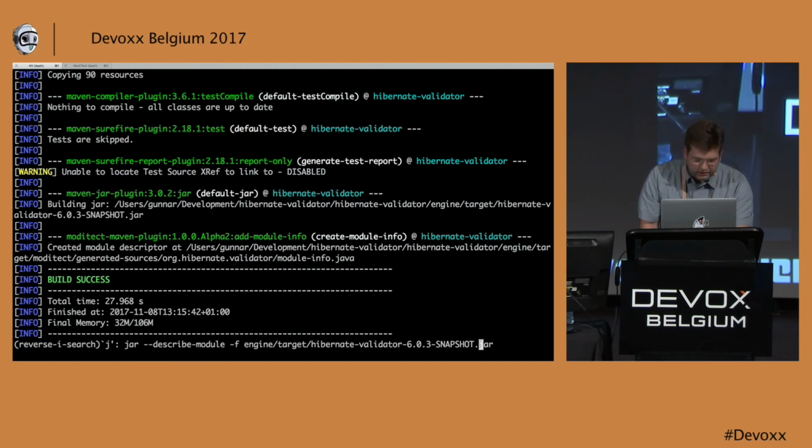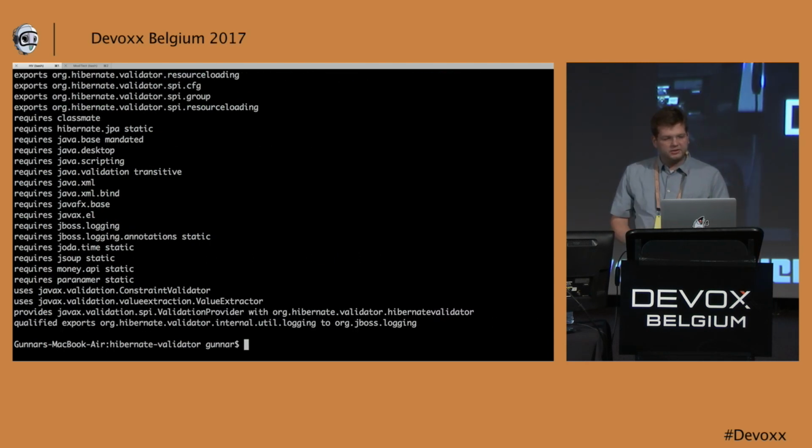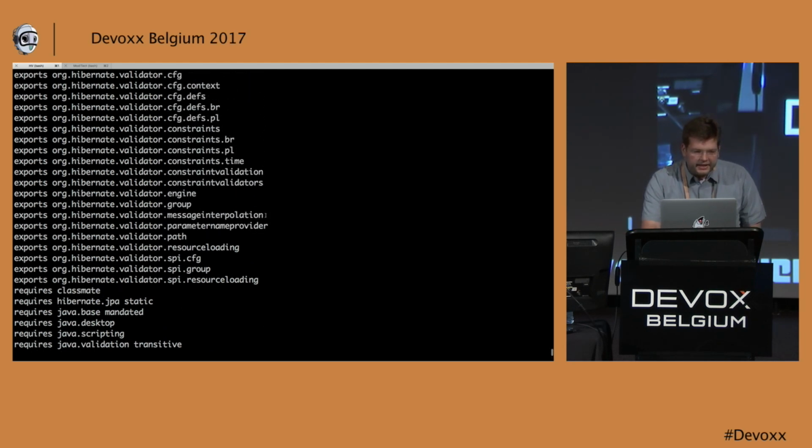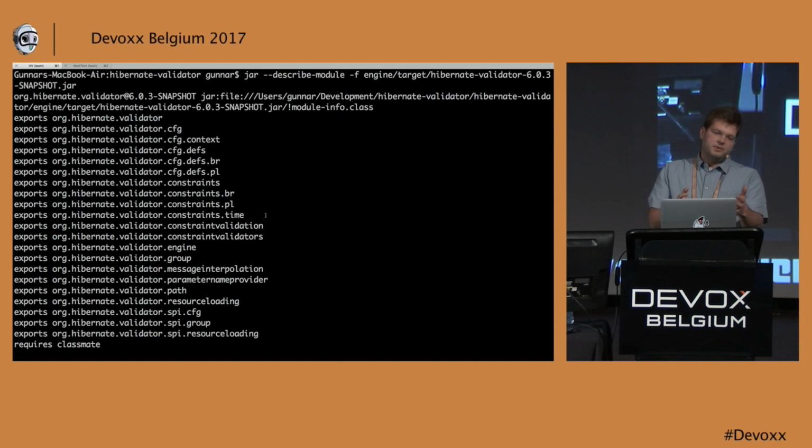We can take a look at it now. And there's this new describe module flag for the jar command. So I can take a look now at the built module and its descriptor. And well, it's no surprise, it resembles the one which I had been given before explicitly, right? But with much less configuration.